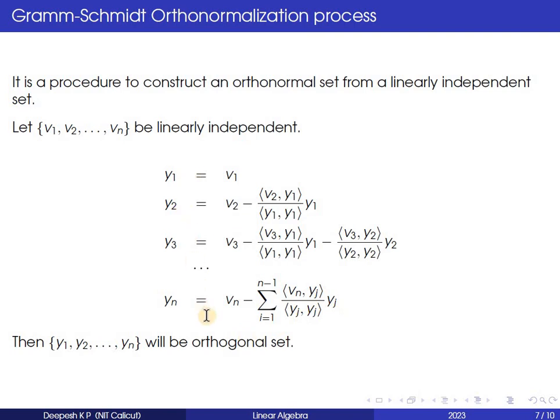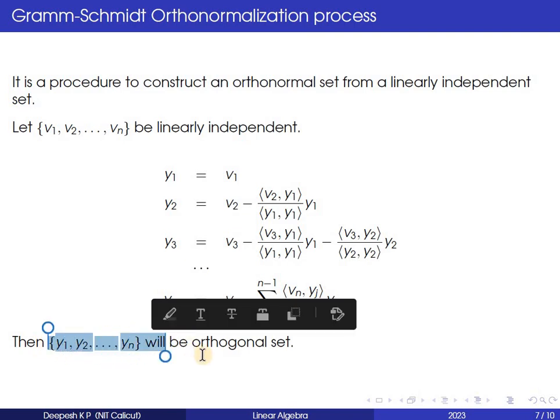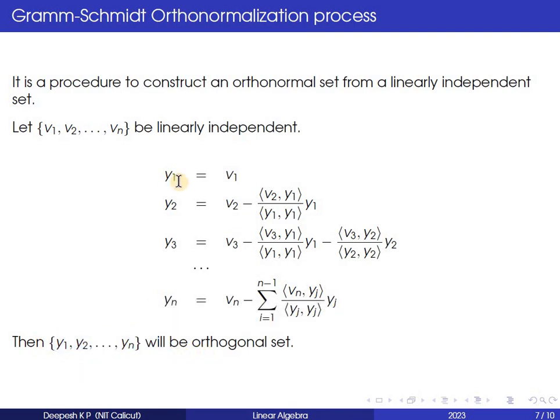So this is how we construct the collection Y1, Y2, etc., Yn. Now we have to show that these are forming an orthonormal set. I will show that the inner product of Y1 with Y2 is equal to 0, the inner product of Y2 with Y3 is equal to 0, etc.